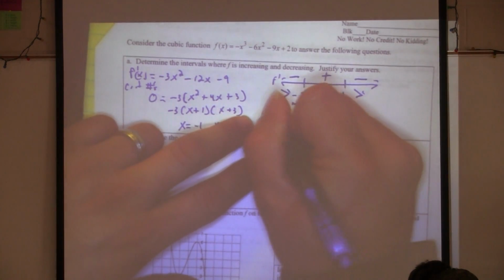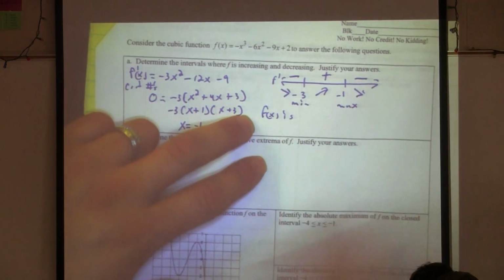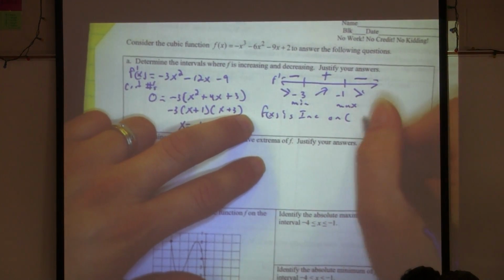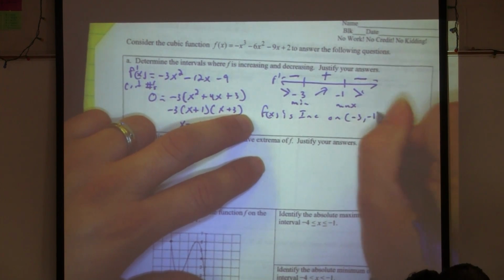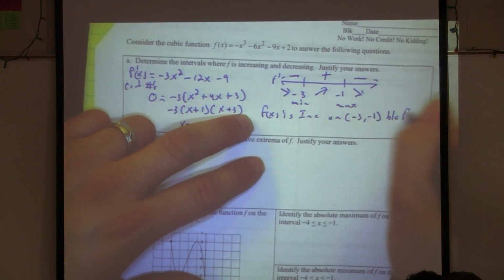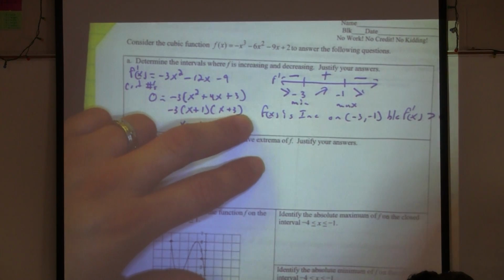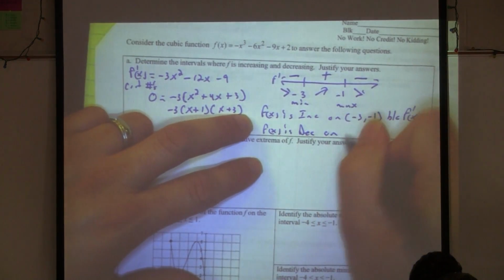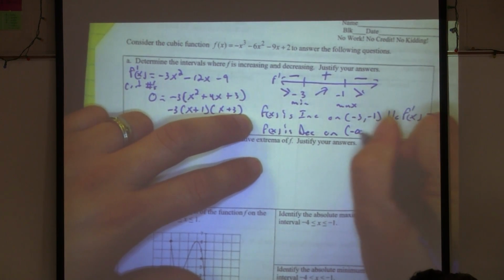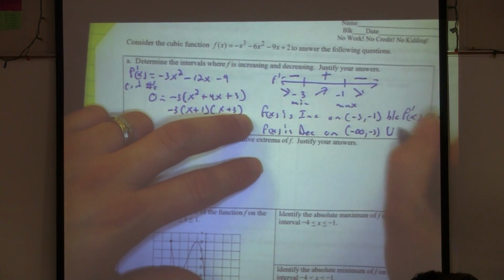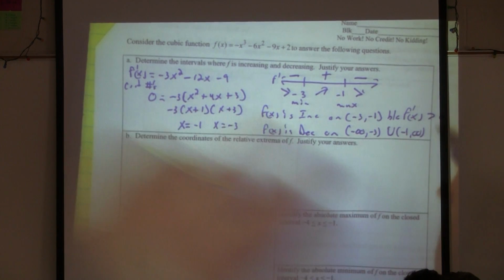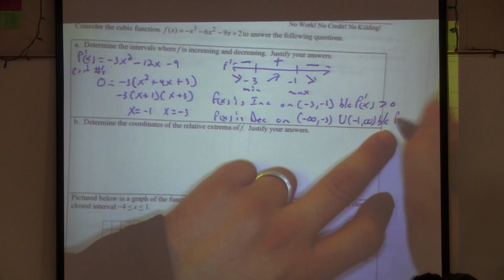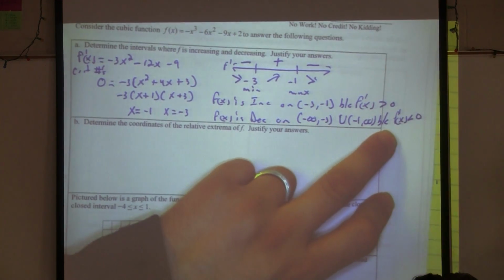Alright, anyway, so f of x is what? Increasing on -3 to -1 because f prime of x is positive. Beautiful. f of x is decreasing on negative infinity to -3 and -1 to infinity. Beautiful. Because f prime of x is less than 0.